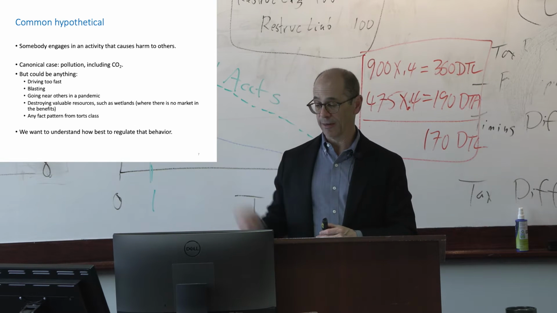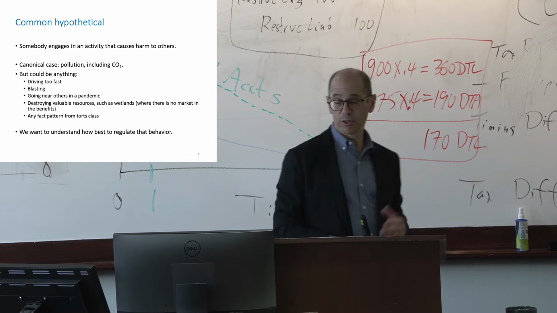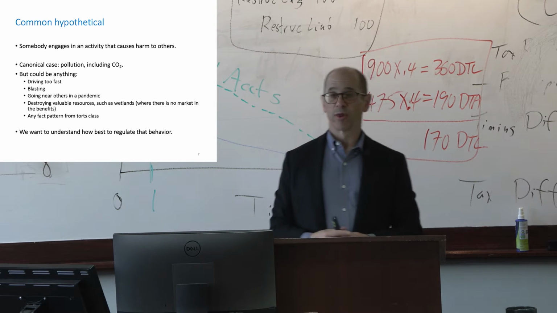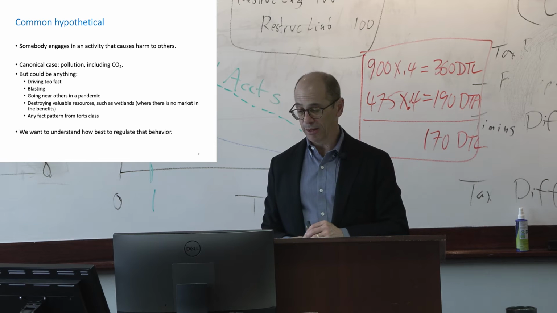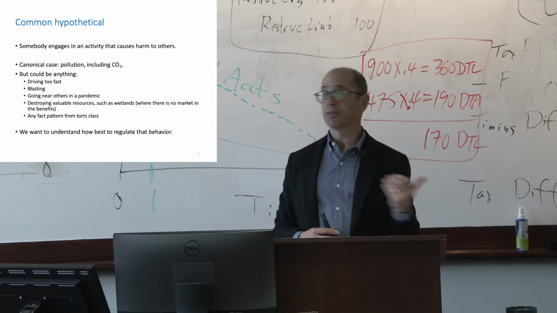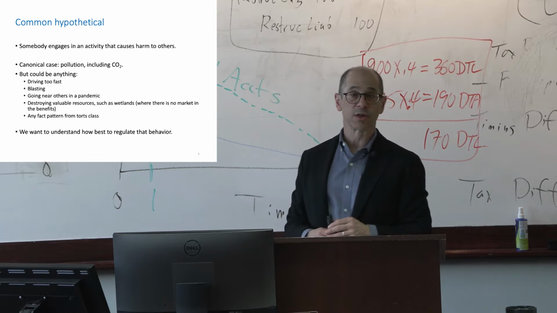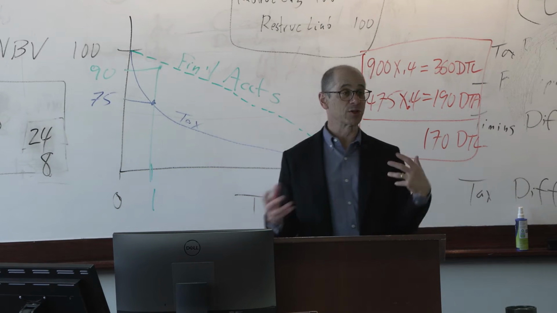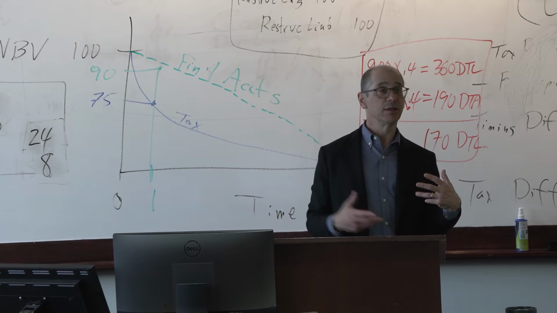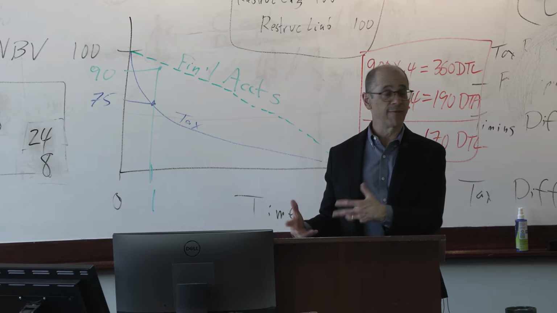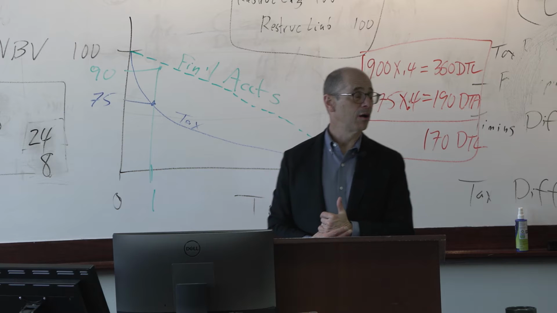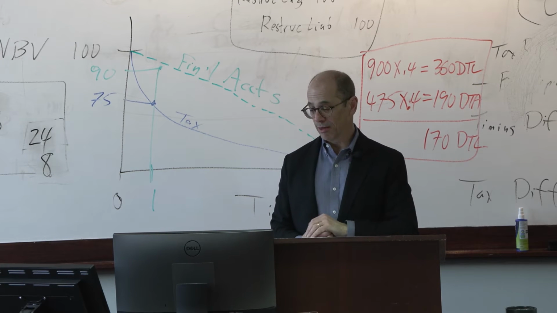That's the key. The canonical case would be pollution, but it doesn't have to be that. Driving, blasting, going near other people in a pandemic, you name it, we can think about it. Destroying valuable resources hurts other people because they might have wanted those resources. So wetlands, for example, provide environmental services. They filter water. They clean water. It's really important to have wetlands, and if you destroy wetlands, you hurt people who want to have access to those services. So any fact pattern where someone's engaging in activity that harms someone else.